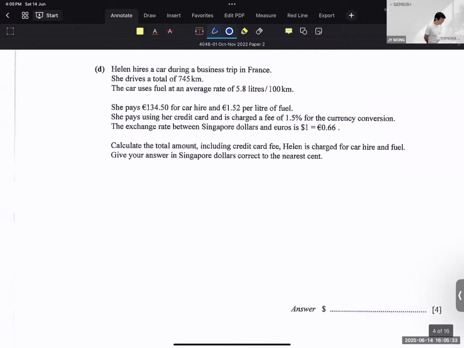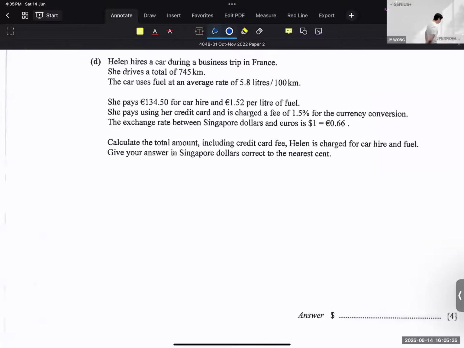D, for 4 marks, also a very simple question. Exchange rate and a bit of rate involved. So it's a rate related question, which is kind of funny because later on at the back, you'll see that there's a freaking 11-mark question on rate. So they test a lot of rate in this paper.